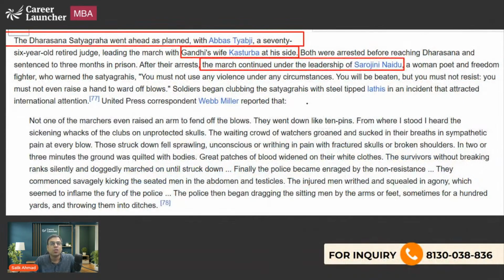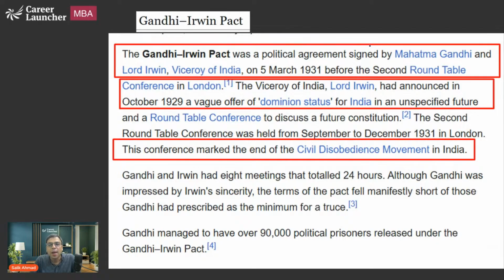The Dharsana Satyagraha was supported by other followers when Gandhiji went, like Abbas Tyabji. His wife Kasturba Gandhi was also there. Sarojini Naidu was also part of that Dharsana Satyagraha raid. That is what you should know. Now, the civil disobedience movement continued from 1930 to 1931. It started somewhere around March, April, as I've told you, with the Dandi March.